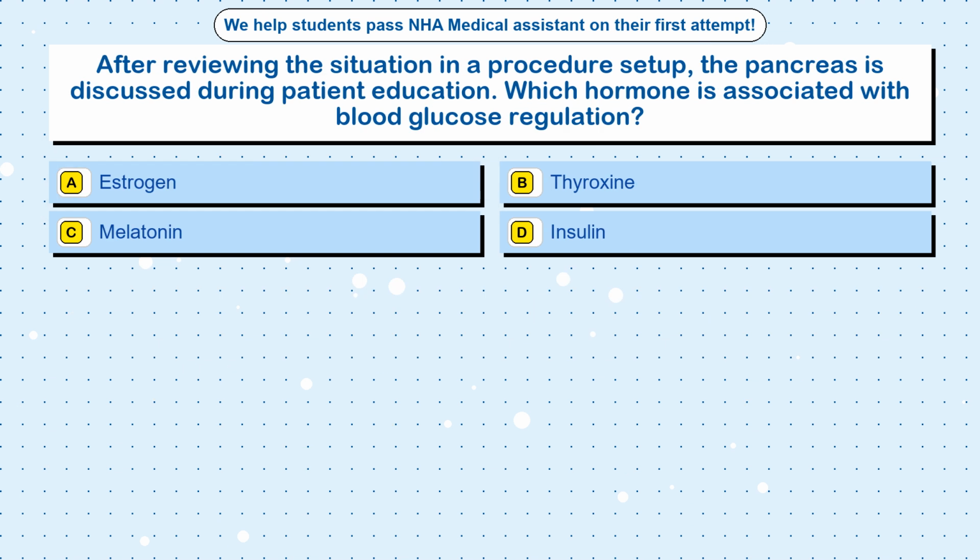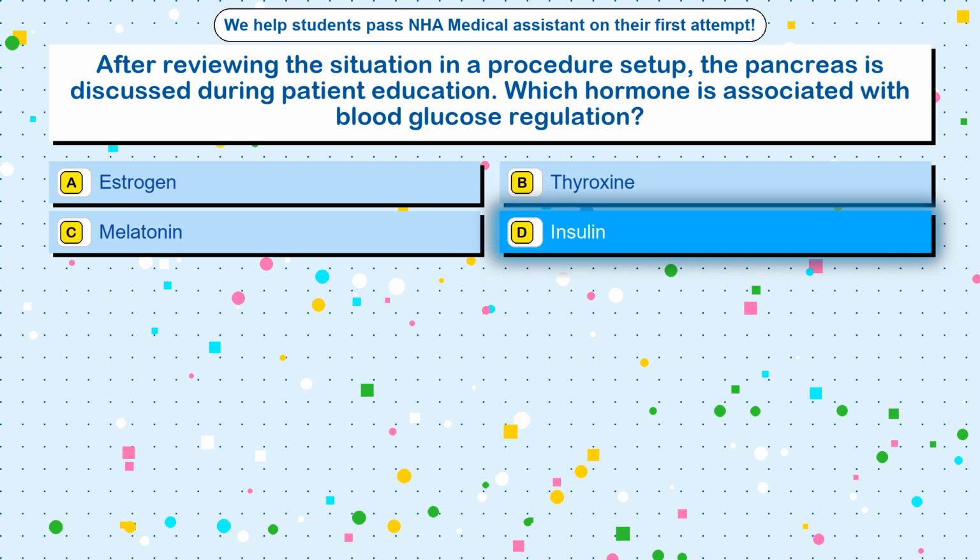Question 28. After reviewing the situation in a procedure setup, the pancreas is discussed during patient education. Which hormone is associated with blood glucose regulation? Option A, estrogen. Option B, thyroxine. Option C, melatonin. Option D, insulin. The correct answer is option D, insulin.